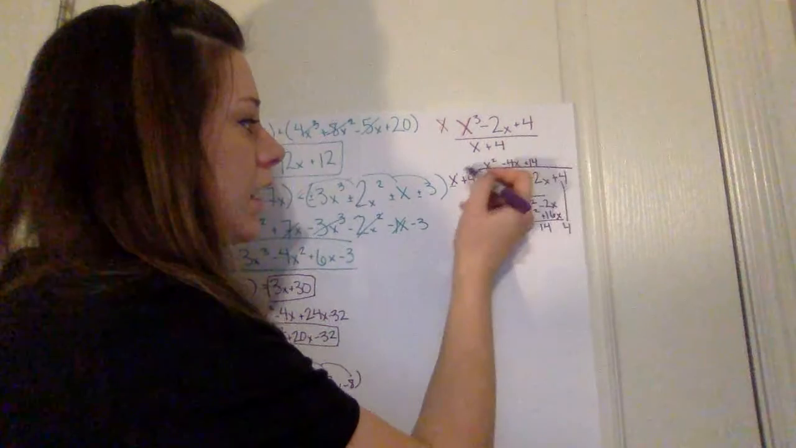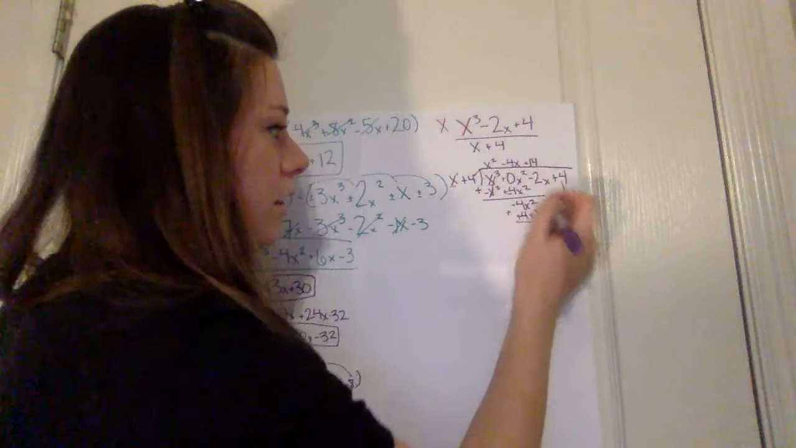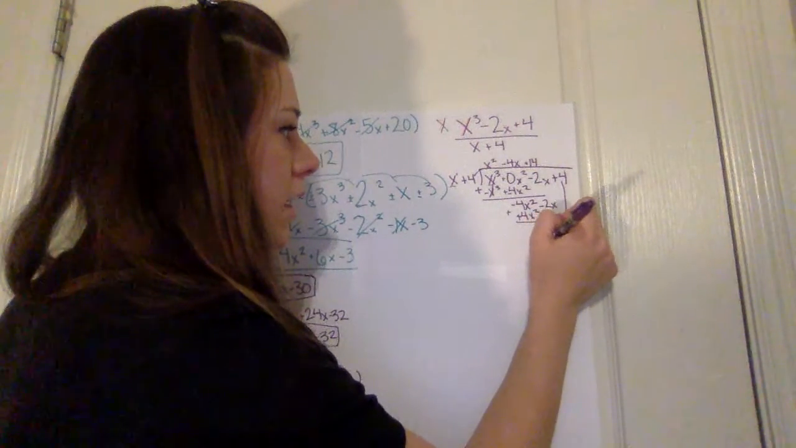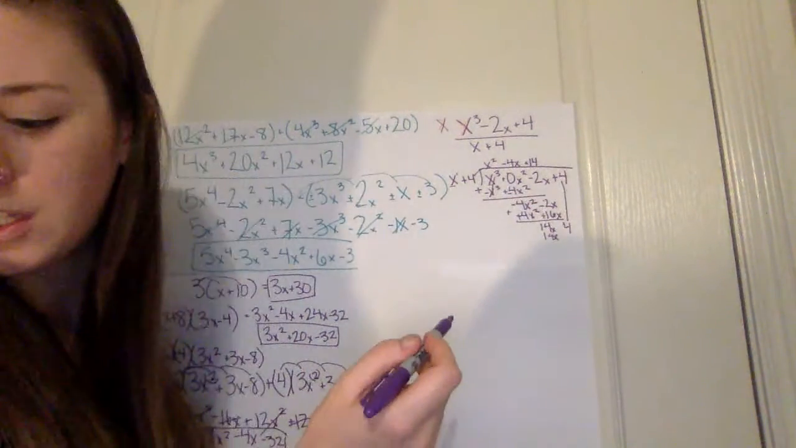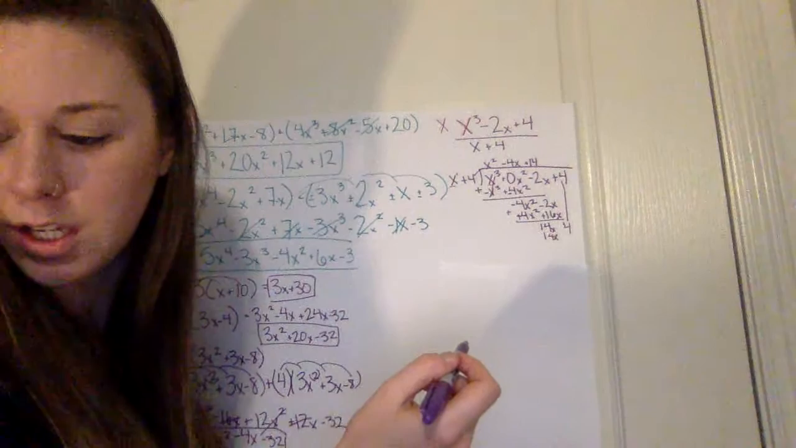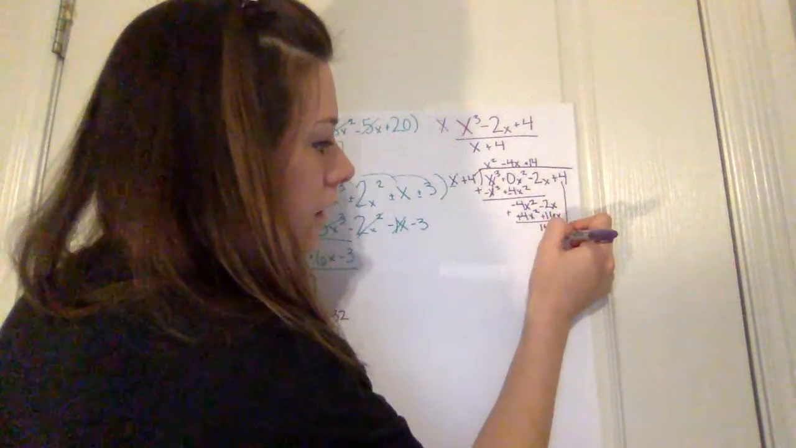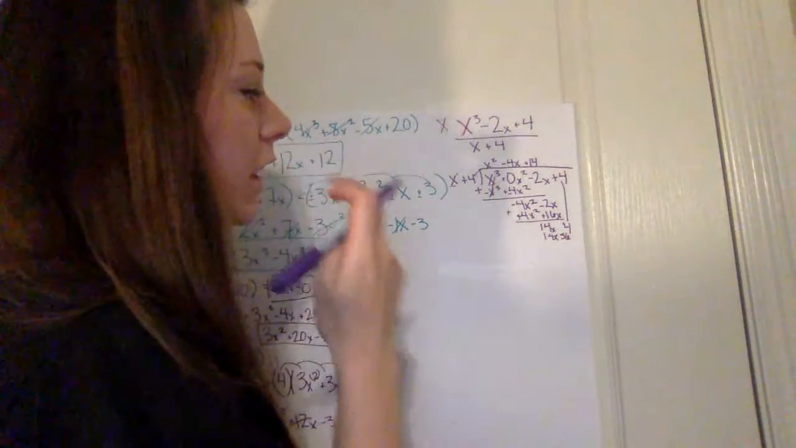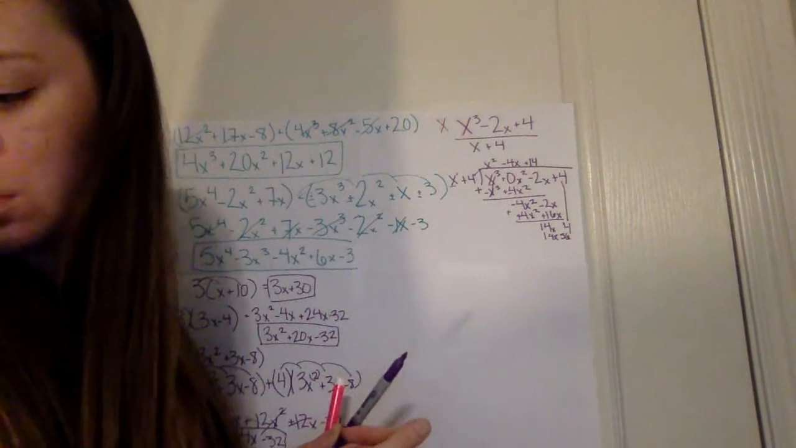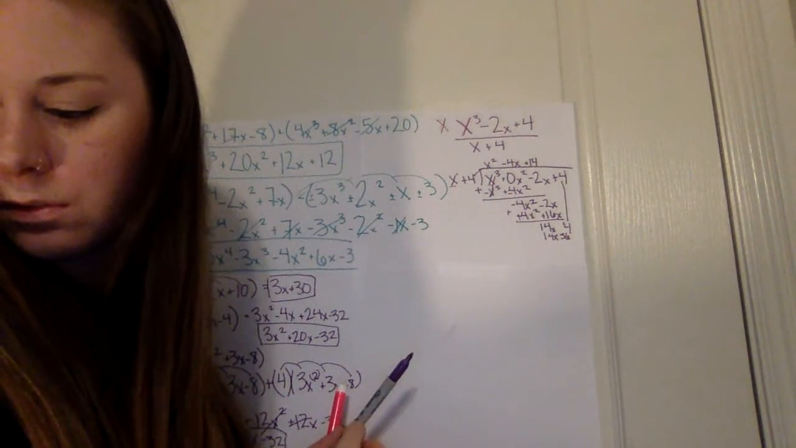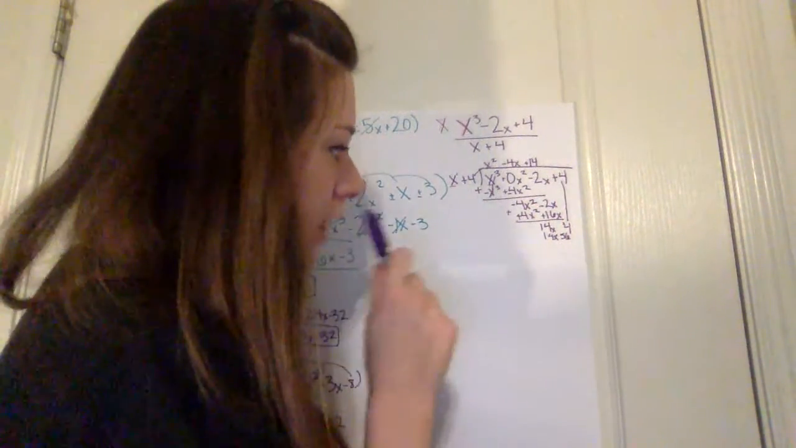Multiply these. 14 times x is 14x. Oh, sorry. What am I doing? Okay, so we got 14x. And then we do 14 times 4, which is 56. I feel like I'm missing a negative somewhere.